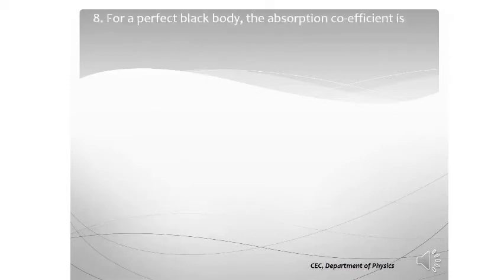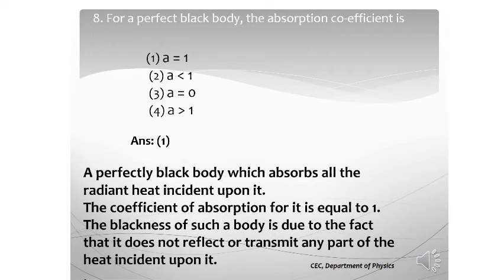Next, for a perfect black body, the absorption coefficient is A equal to 1, A less than 1, A equal to 0, A greater than 1. Answer is 1, A equal to 1. A perfectly black body absorbs all the radiant heat incident upon it, so the coefficient of absorption for it is equal to 1. The blackness of such a body is due to the fact that it does not reflect or transmit any part of the heat incident upon it.